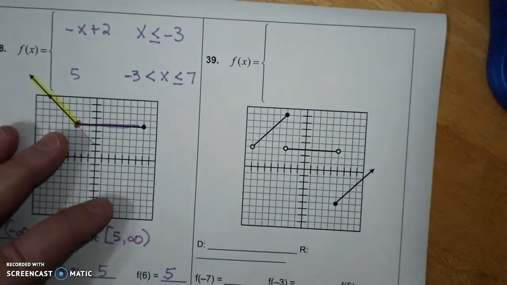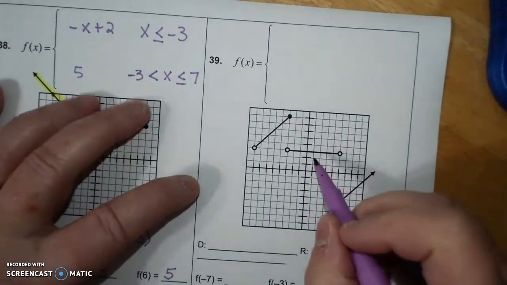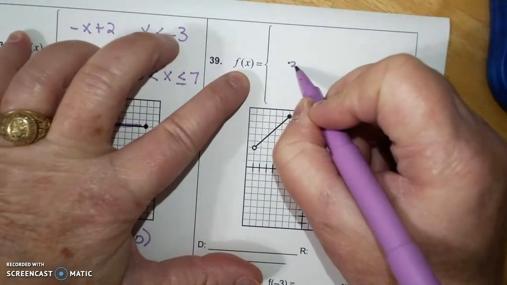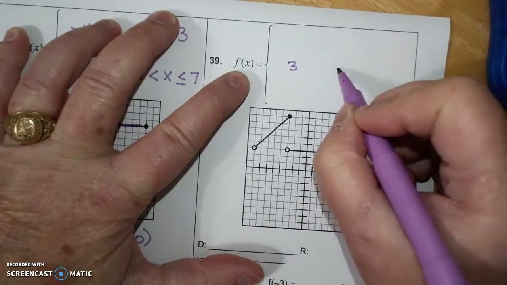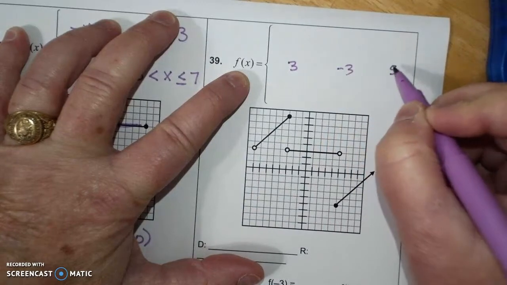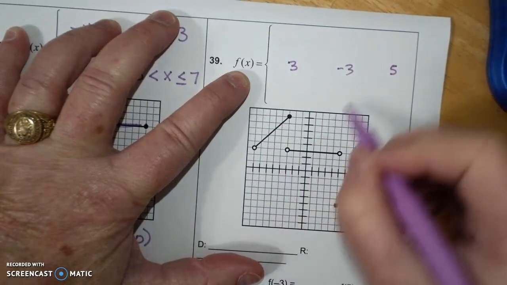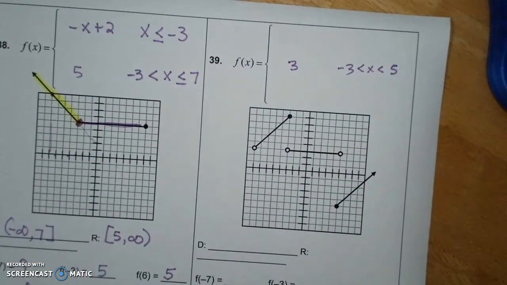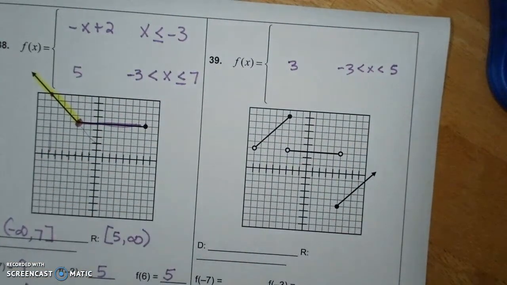Okay, 3 pieces. Middle piece is at 3, and it goes from -3 to 5, and it is an open dot on both ends. I always do the easiest ones first.